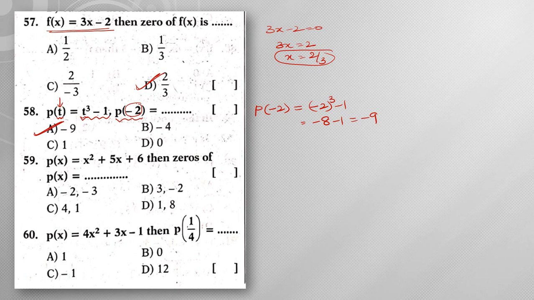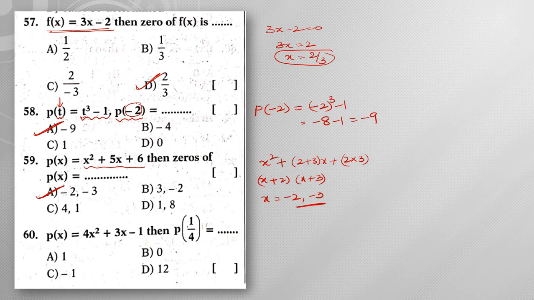Next, p of x is equal to x square plus 5x plus 6, then find the zeros of p of x. Simply we can write it as x square plus (2 plus 3) into x plus 2 into 3. Now from this, I can write this as (x plus 2) into (x plus 3). This is called factorization. Based on that, x is equal to minus 2, minus 3. Hence the zeros of the given polynomial are minus 2, minus 3.